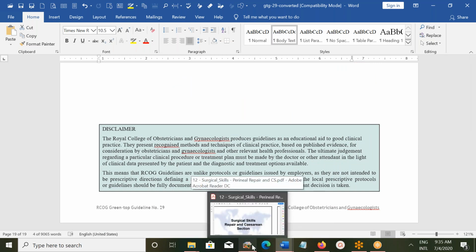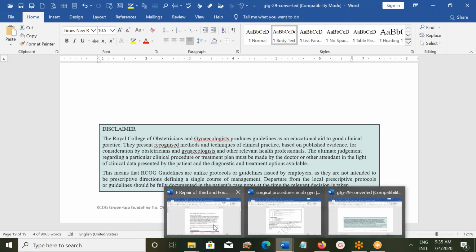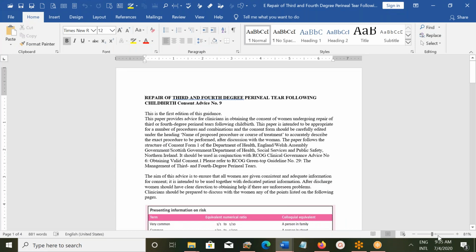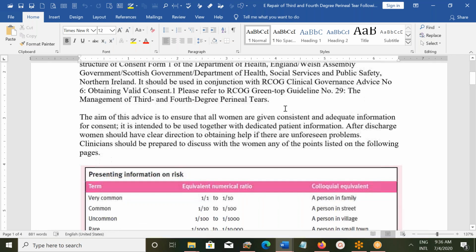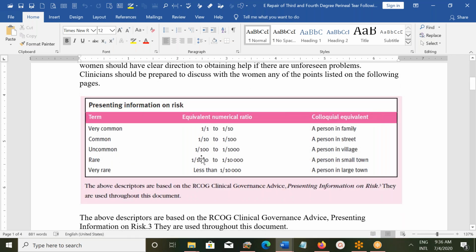And how can we reduce the incidence? By offering them proper advice. Then another important part: consent advice if your patient has sustained a third or fourth degree perineal tear. You don't have to remember each and everything.